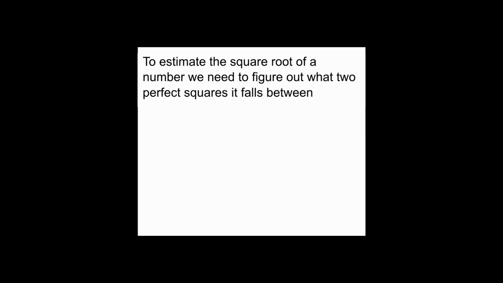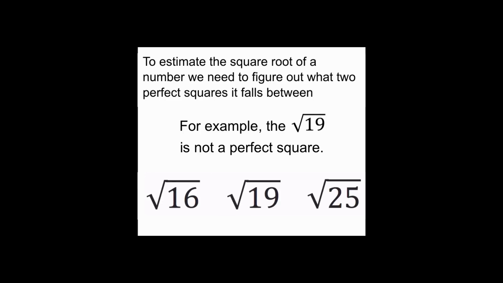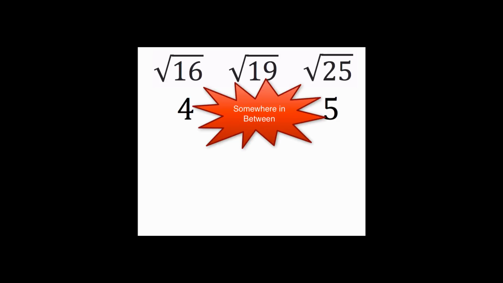To estimate the square root of a number, we need to figure out what two perfect squares it falls between. For example, 19 is not a perfect square. It is in between 16 and 25. Having said as much, we find the square root of 16 is 4, and the square root of 25 is 5. At this point, all we really know is that the square root of 19 is somewhere in between.